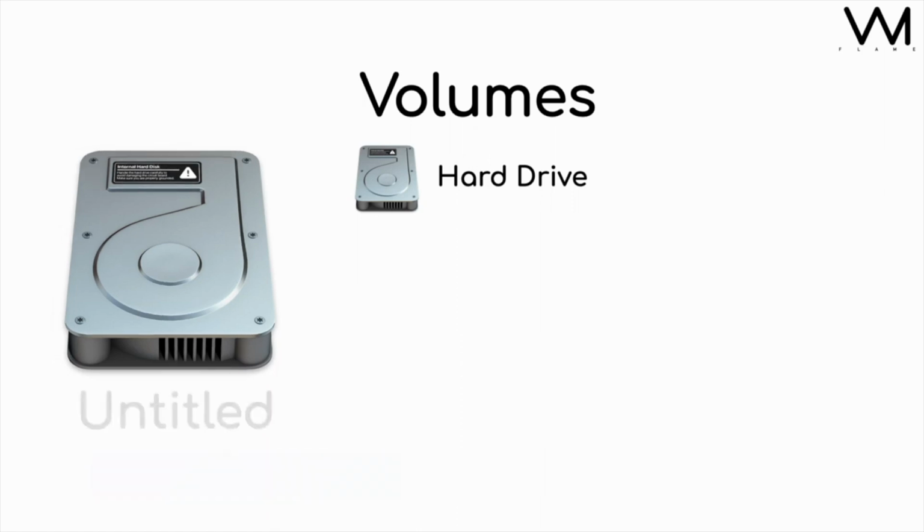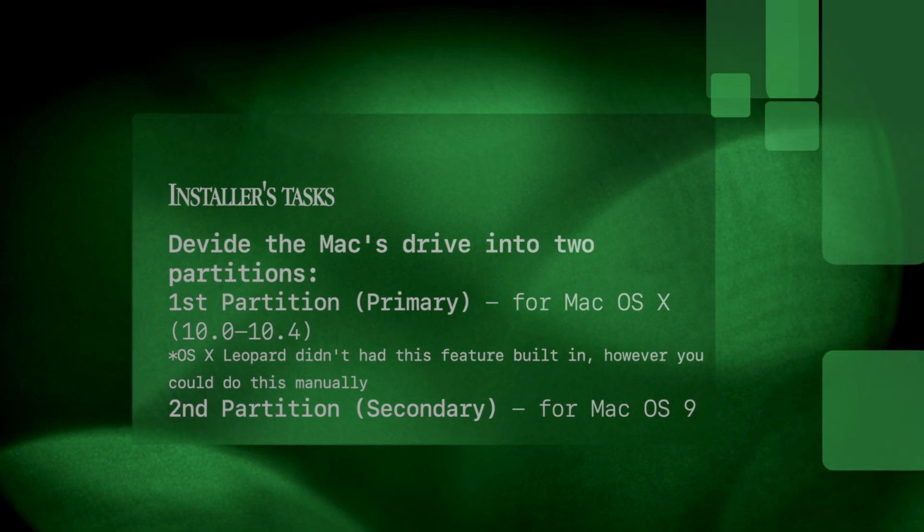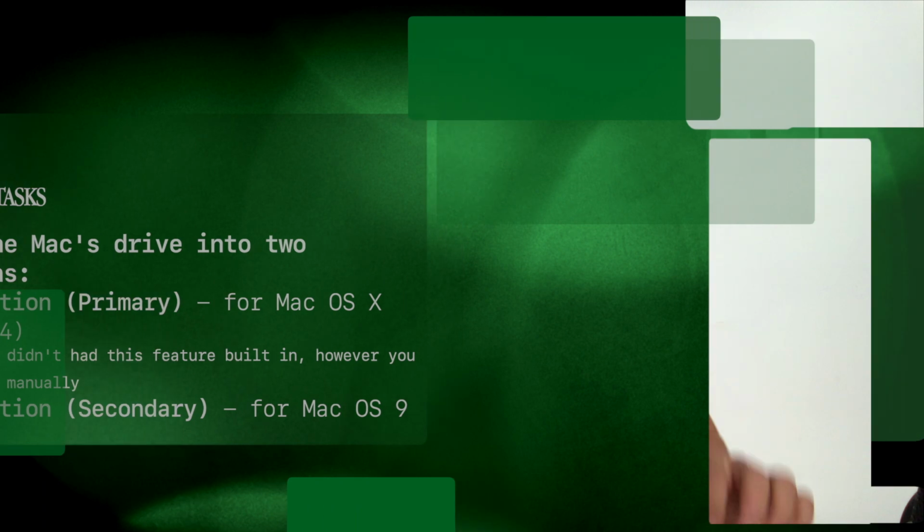The partition. If you want to know more about what partitions are, you can check my video about disks and partitions, link in the description again, so check that out. But in short, what is a partition? In the case of classic environment, the user automatically divided the drive into two parts. One of these parts had macOS 10 software on it, and the other partition had macOS 9.